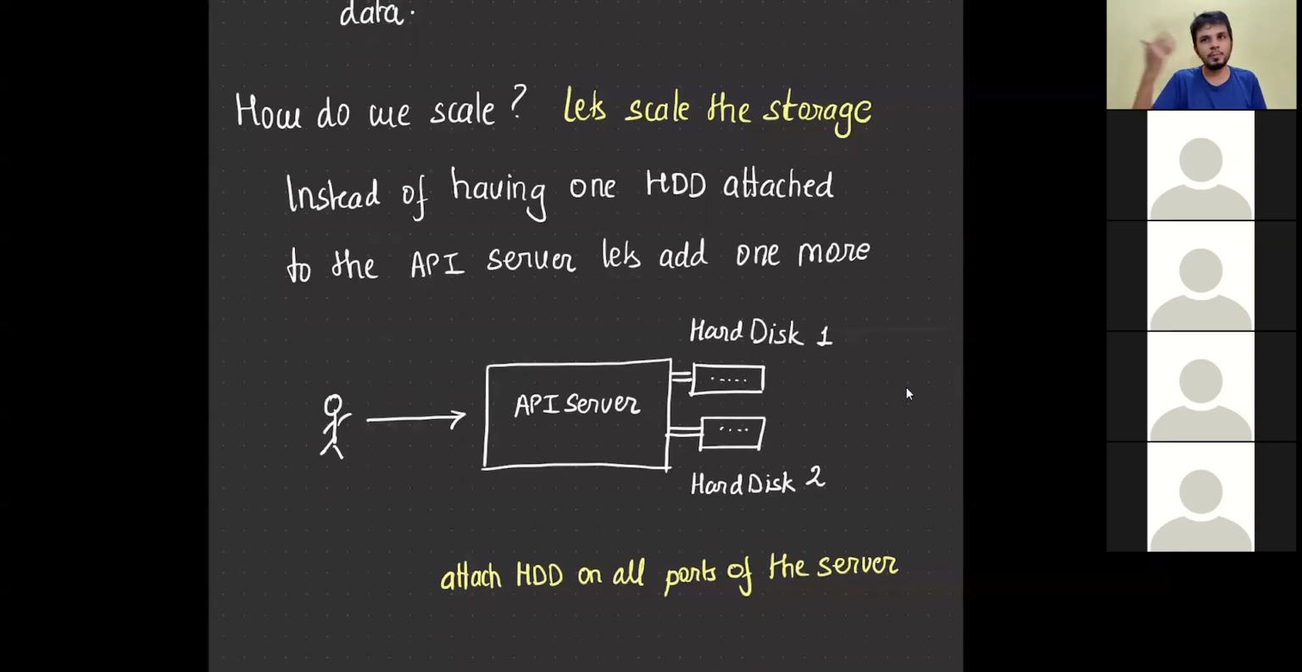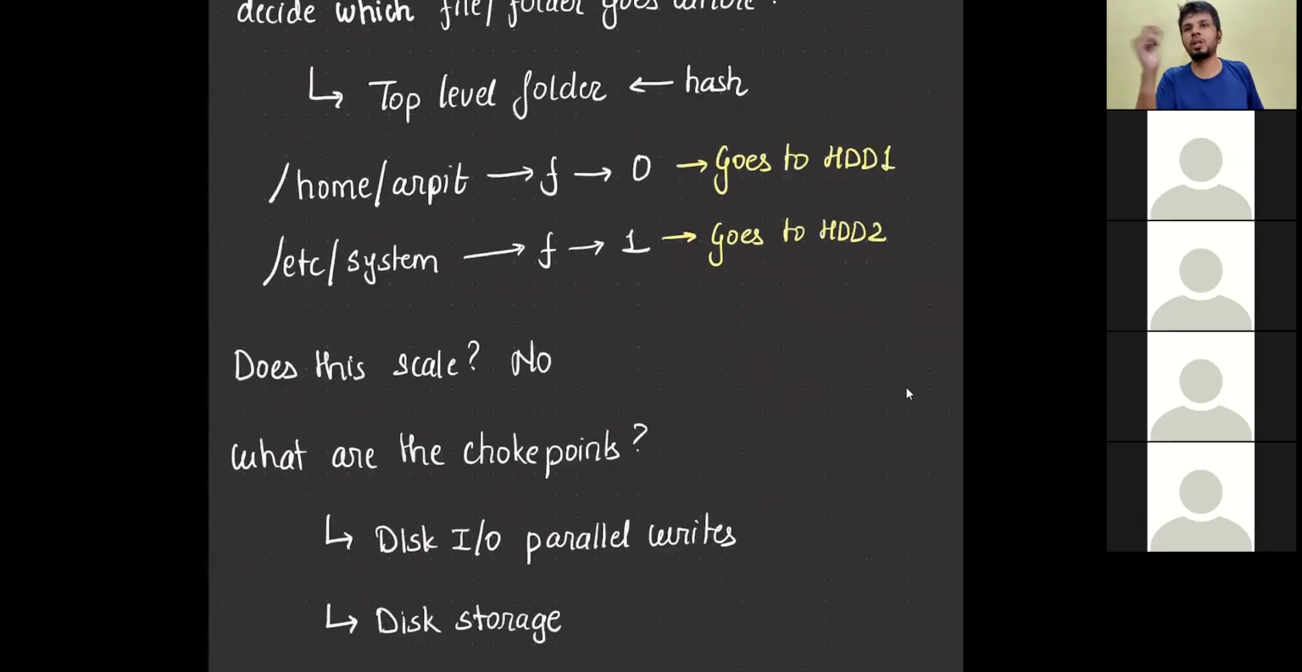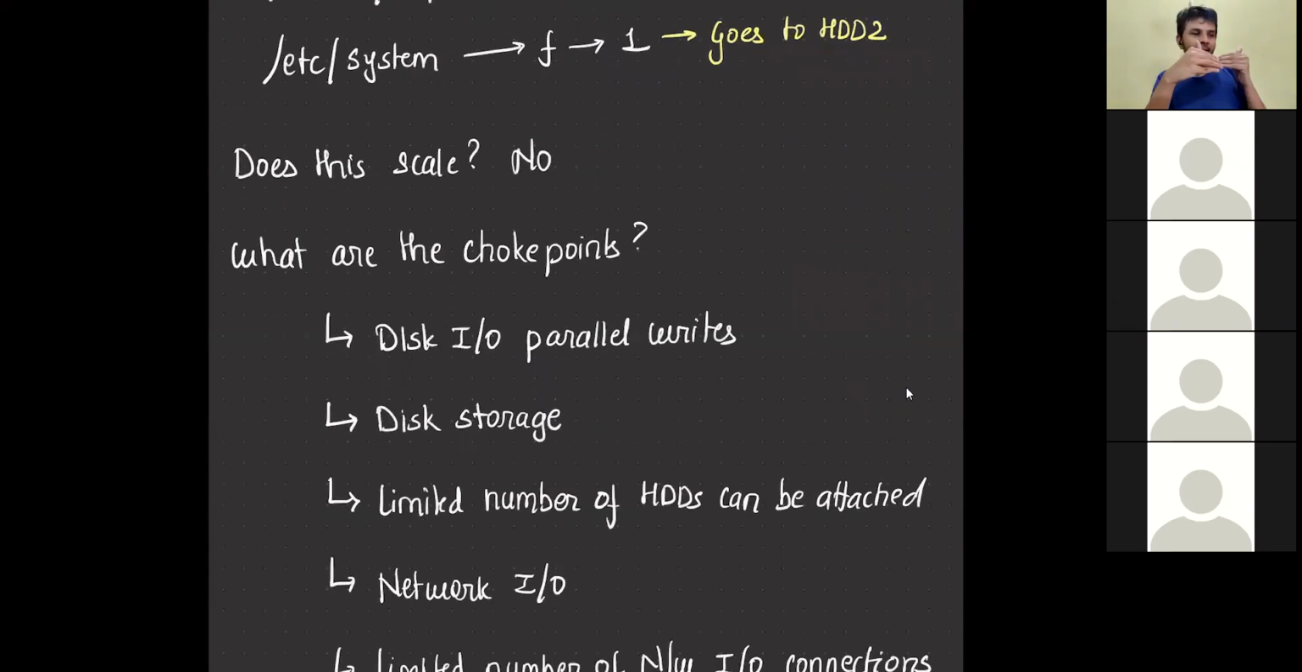So disk was a problem, and we added one more. Now what would happen is, with two disks in place, how do we decide which one goes where? This is where our hash function comes in. So let's say whatever the bucket is, we take the bucket. In this case, it becomes the top level file path, right? So /home/rpith goes to hard disk one, /etc/system goes to hard disk two, for example. So the user has created their own sets of folders, and depending on where it hashes, it would go to that particular hard disk.